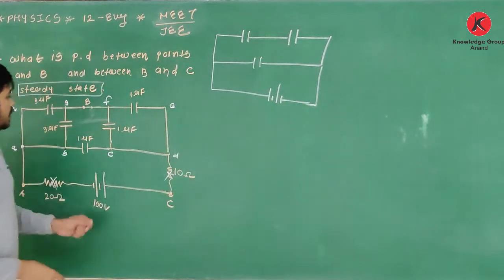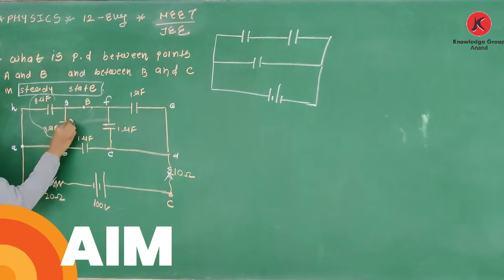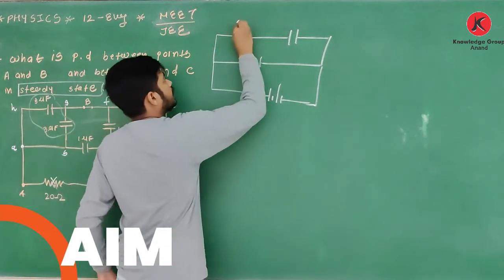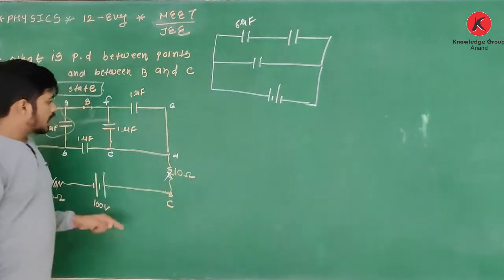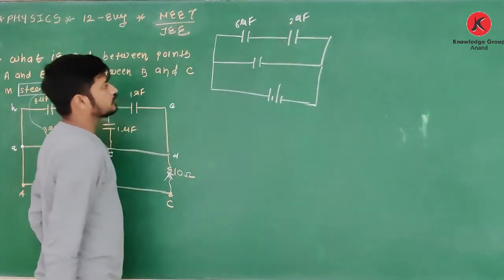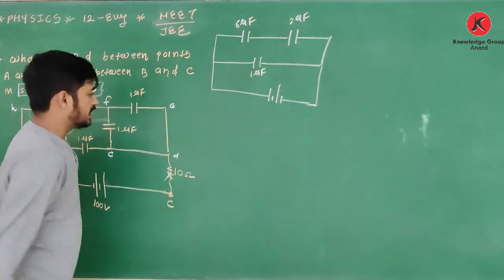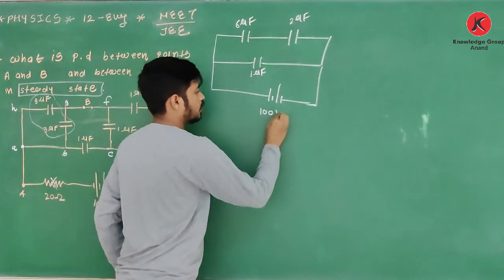Like this. Okay? 3 and 3 microfarad. They are in parallel connection. So what is their parallel combination? It is 6 microfarad. This 1 and 1 are in parallel connection. What is the equivalent capacitance? It is 2 microfarad, and this one is 1 microfarad. Here it is 100 volt.